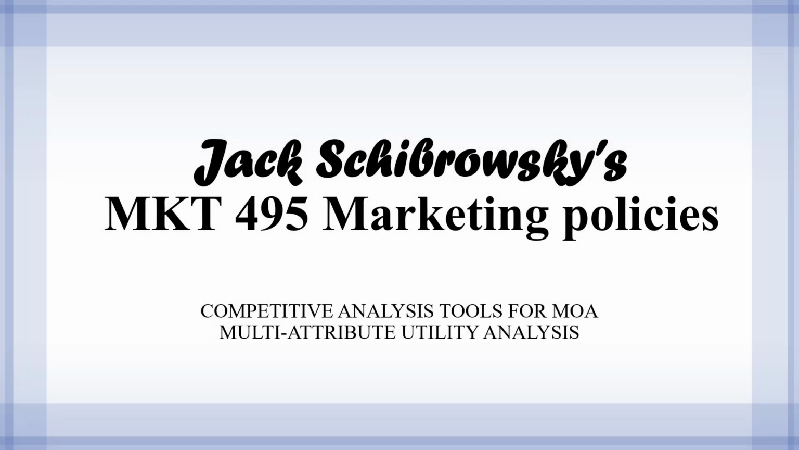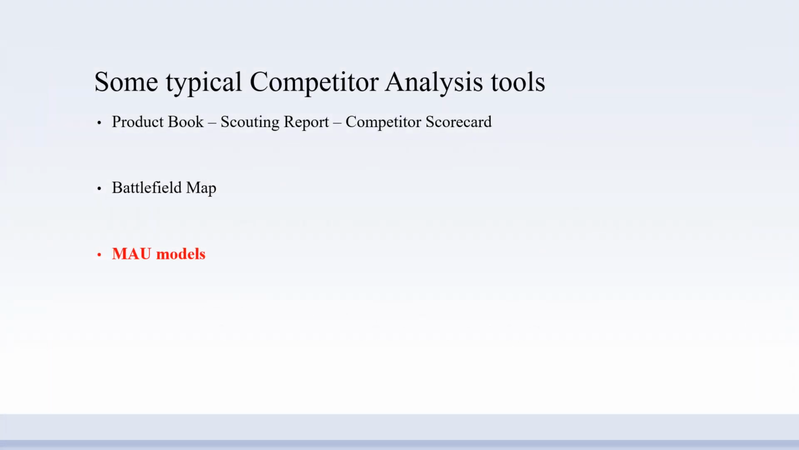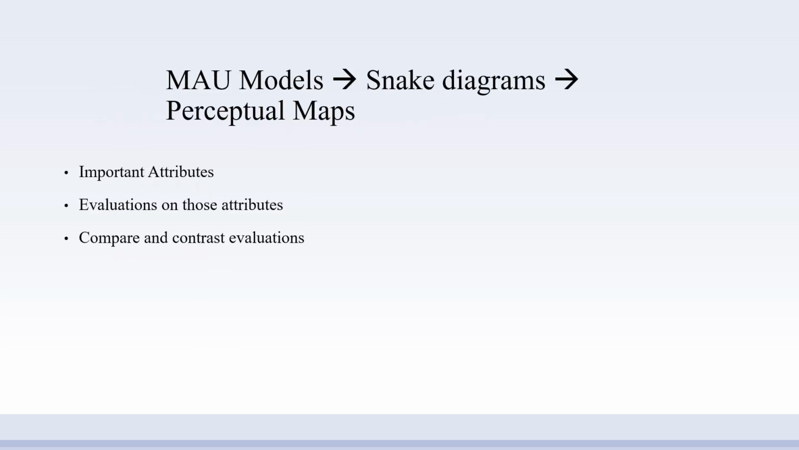So let's continue our discussion on competitive analysis tools by talking about multi-attribute utility analysis and multi-attribute utility modeling. Remember that we've been talking about different sorts of competitor analysis tools, and we've discussed product books, battlefield maps. Now let's talk about MAU models, or multi-attribute utility models. Multi-attribute utility models also include snake diagrams and perceptual maps, and so we'll talk about all of those along the line.